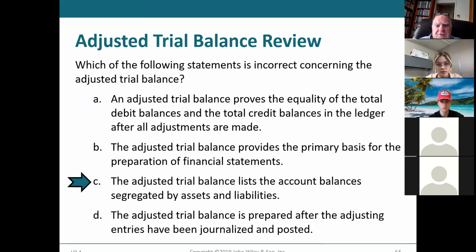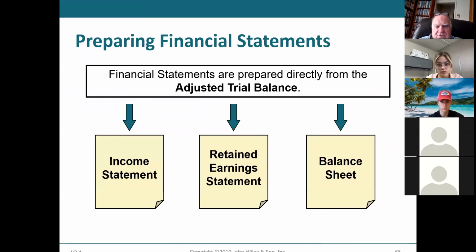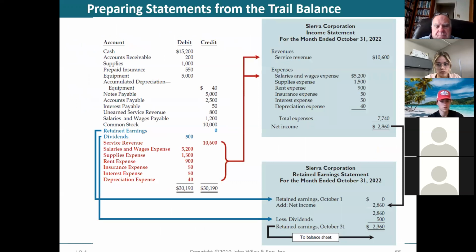Which of the following is incorrect? I don't like those questions that are incorrect. Preparing financial statements. Sorry, guys, I've got happy fingers for some reason.